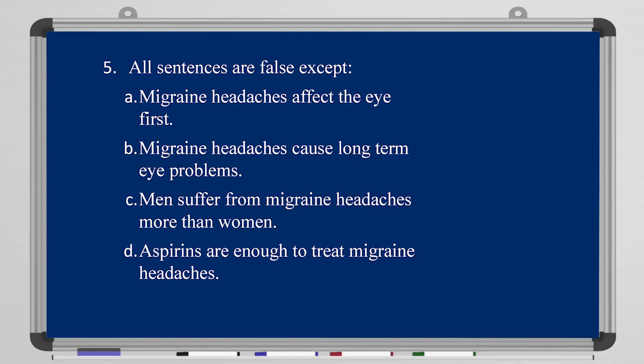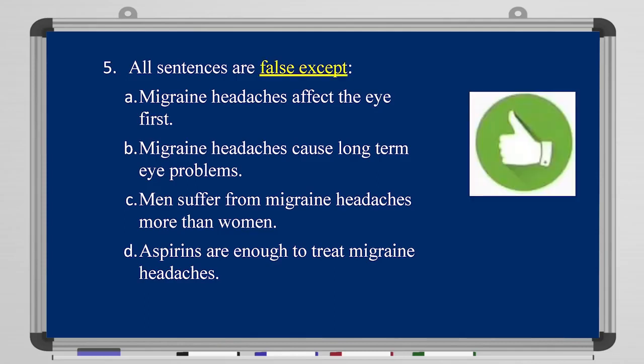Let's look at question number 5. All of the sentences are false, so they are wrong, except... All of them are wrong, except for one.